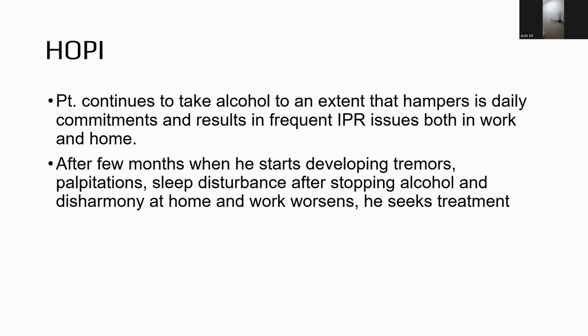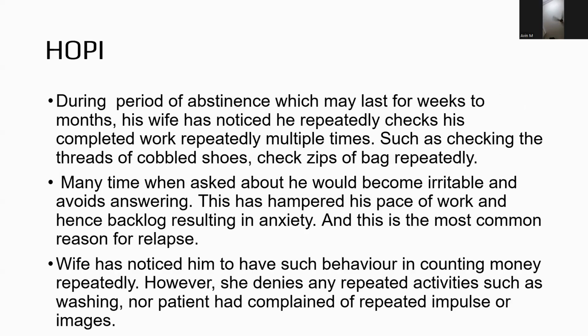After months, when he starts developing tremors, palpitations, sleep disturbances, he tries to stop alcohol after there is a lot of disharmony at home and at work, and he seeks treatment then for a few months. During the period of abstinence, which may last for weeks to months, his wife has noticed he repeatedly checks his completed works, especially his cobbled shoes, zips of the bags that he cobbles, etc. Many times when asked about it, he would become irritable and avoid answering. This has hampered his pace of work and hence a backlog, resulting in anxiety, and this is the most common reason for relapse, forming a vicious cycle.